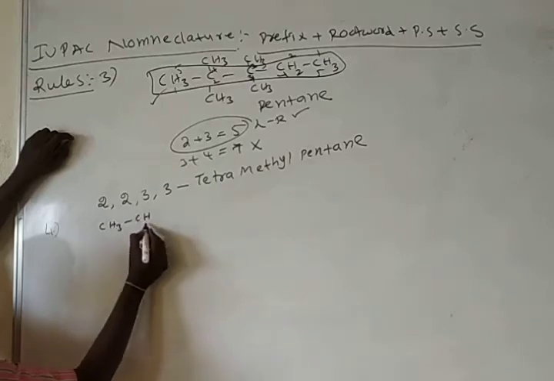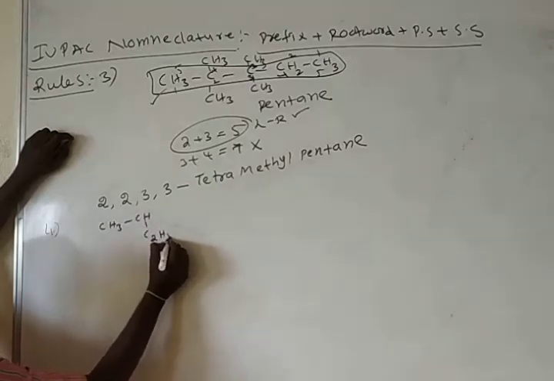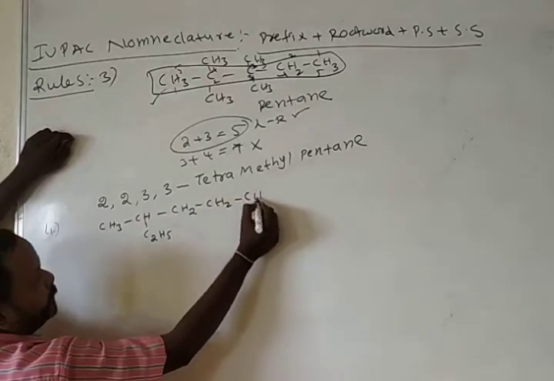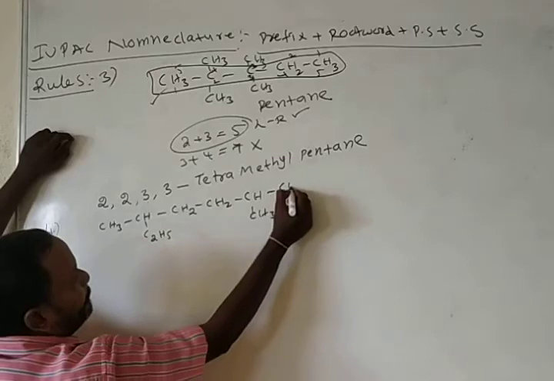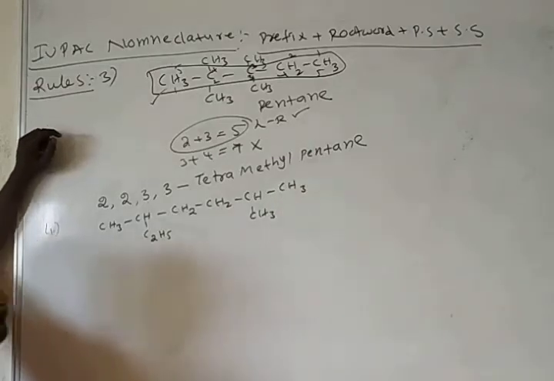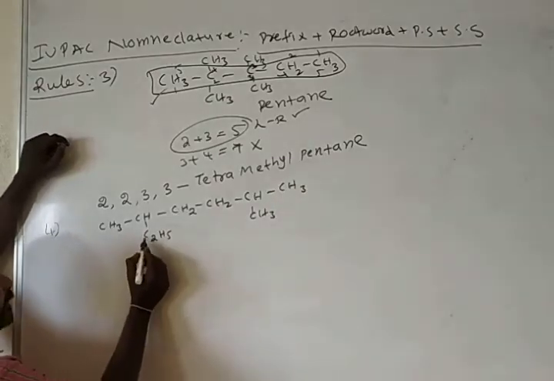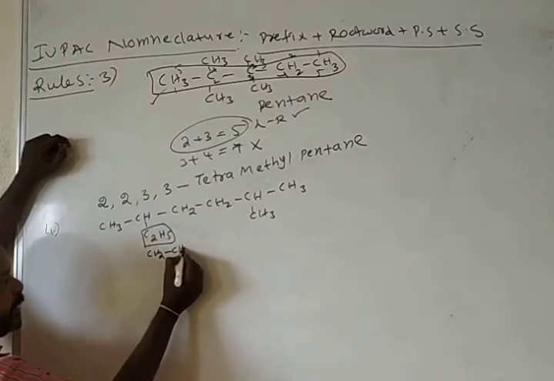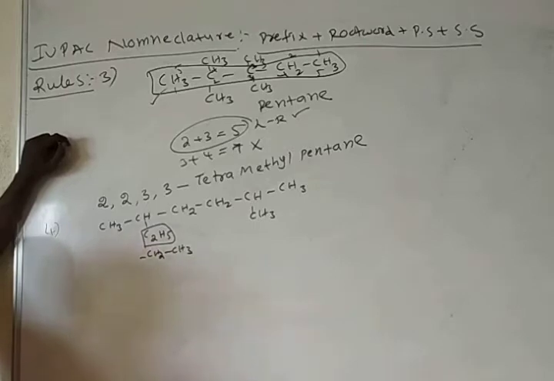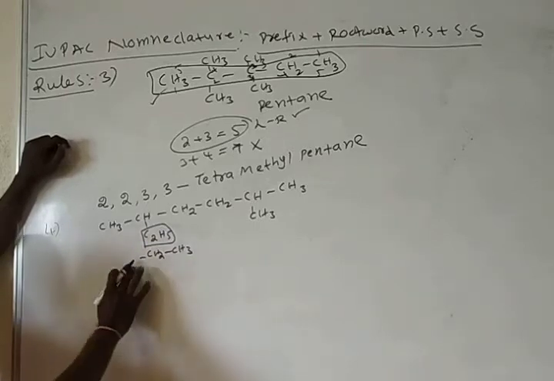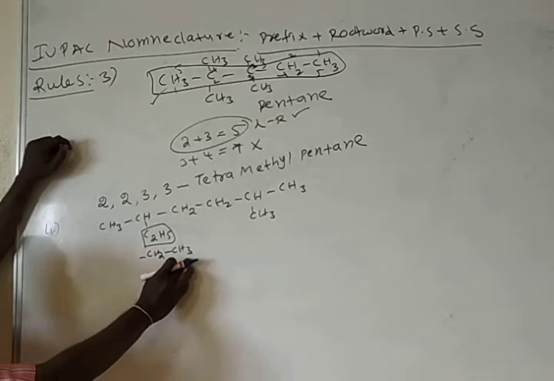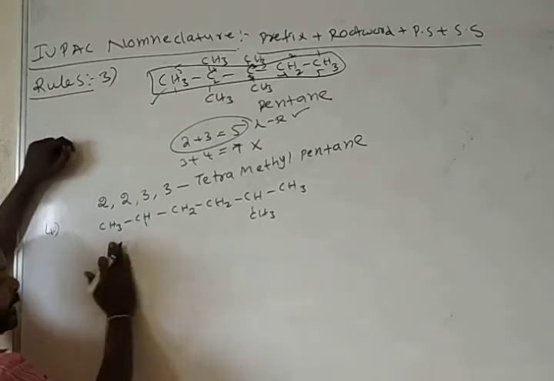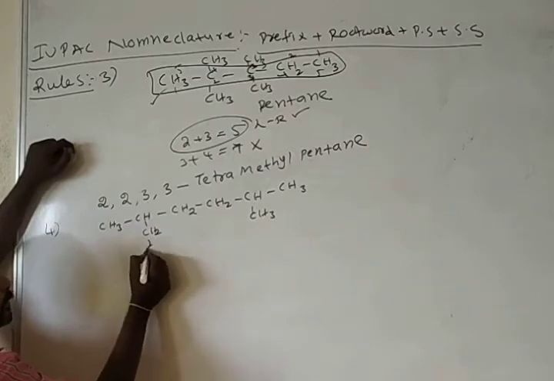Then CH3, CH, C2H5, CH2, CH2, CH, CH3, CH3. Here C2H5 may be written like this: CH2, CH3. So instead of C2H5, I am writing CH2, CH3.